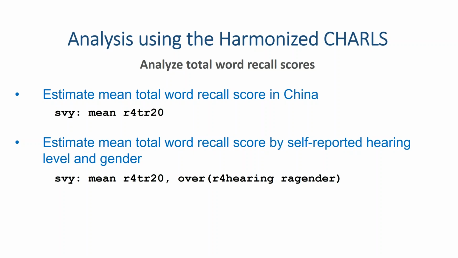So I think before we get into anything more involved, we should first just estimate the mean for total word recall score for the population covered in the CHARLS sample. That is, people age 45 and over in China. So to recall the svyset information that we gave Stata about our survey design and how we want our estimates weighted, we're going to say svy, which tells Stata to recall what it was already told, and then we ask for the mean of r4tr20.